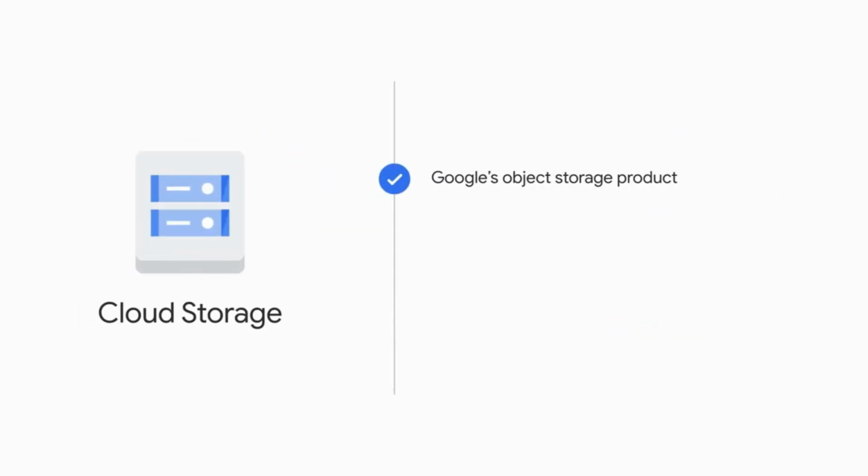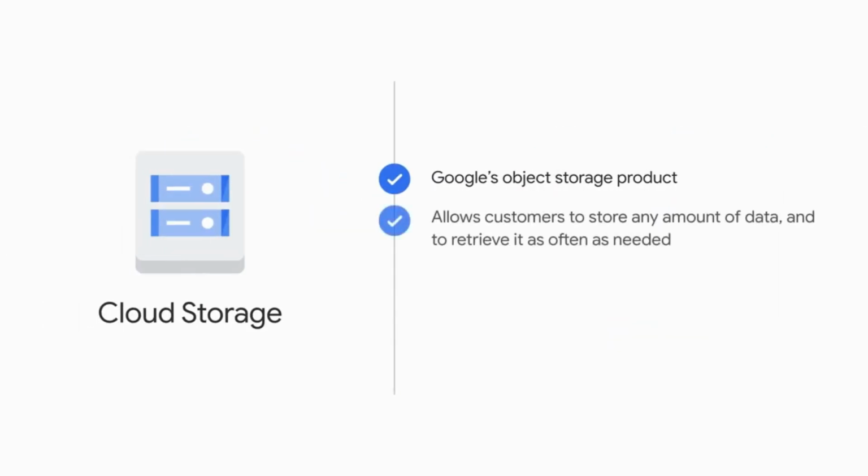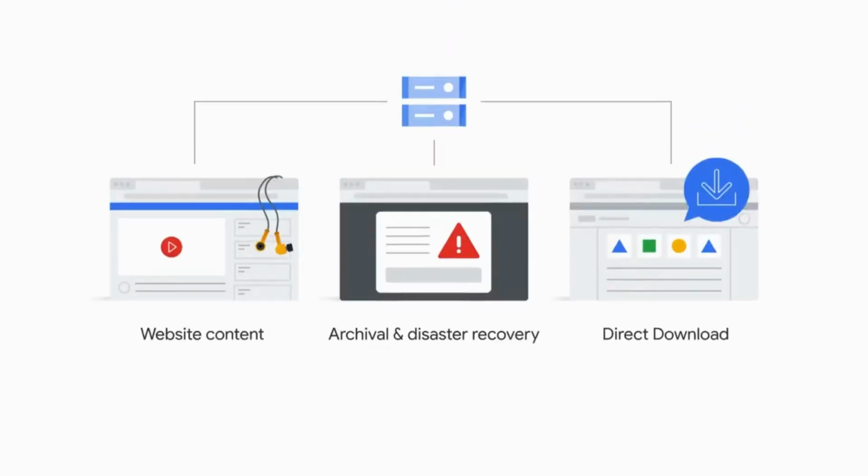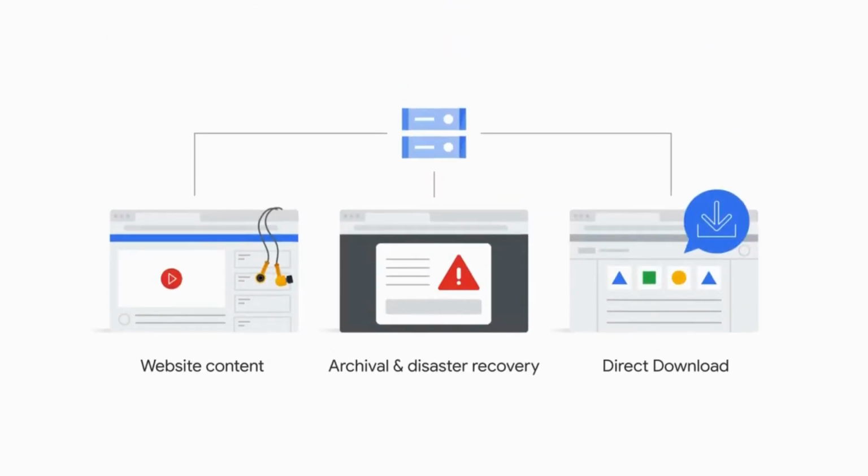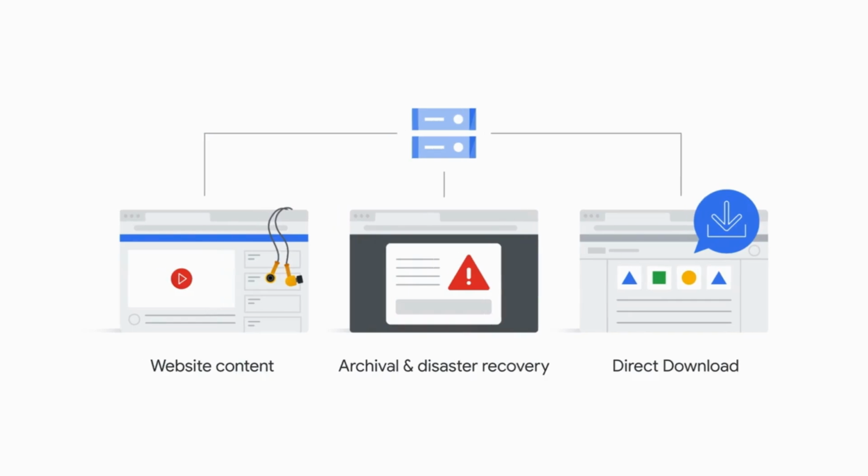Cloud storage is Google's object storage product. It allows customers to store any amount of data and to retrieve it as often as needed. It's a fully managed, scalable service that has a wide variety of uses. A few examples include serving website content, storing data for archival and disaster recovery, and distributing large data objects to end users via direct download.